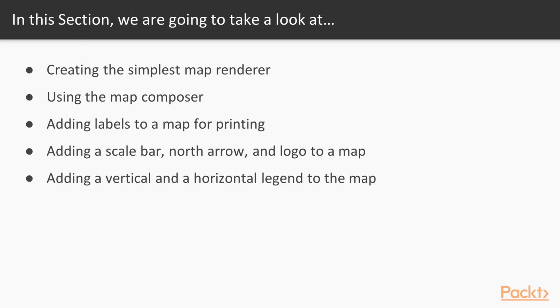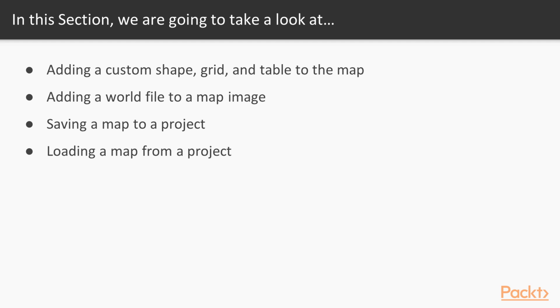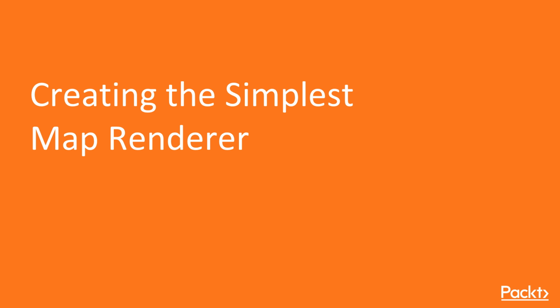Then we'll be learning to use the Map Composer. Moving on, we'll be adding many things to a map, like labels, scale bar, arrow, logo, legend, custom shape, grid, table, and word file. We'll then be saving and loading the map. Now we move on to the first video of this section that deals with creating the simplest map renderer.